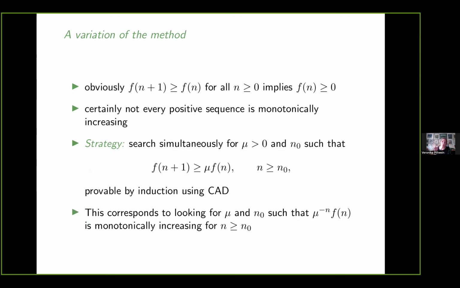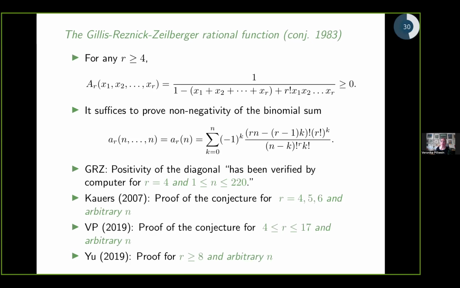So we also analyzed this under the same setting that I described before. And this covers more cases, a lot of cases that the original algorithm doesn't. And for instance, it worked on solving this problem for certain instances, the Gillis-Reznick-Zeilberger rational function. So this is something that goes back, the problem statement, to 1983. They defined this rational function, and the problem is, so greater equals 0 means now that all the coefficients in the multivariate expansion are greater equals 0.